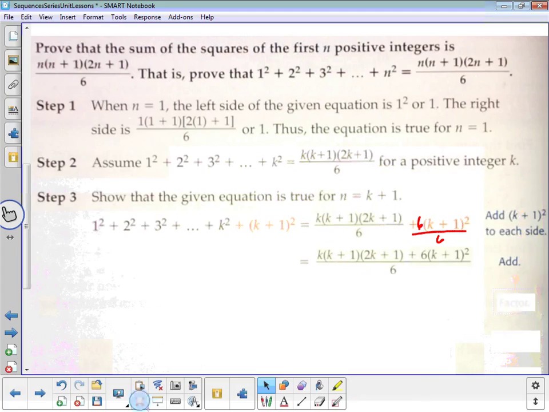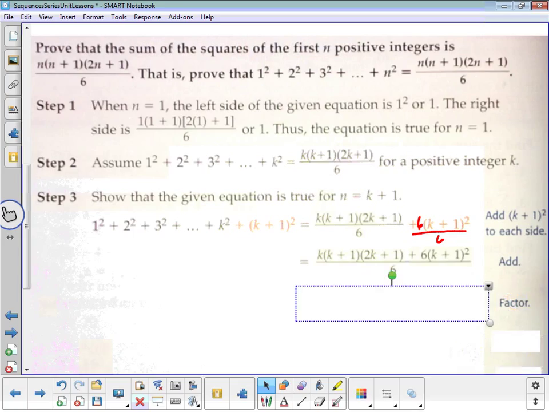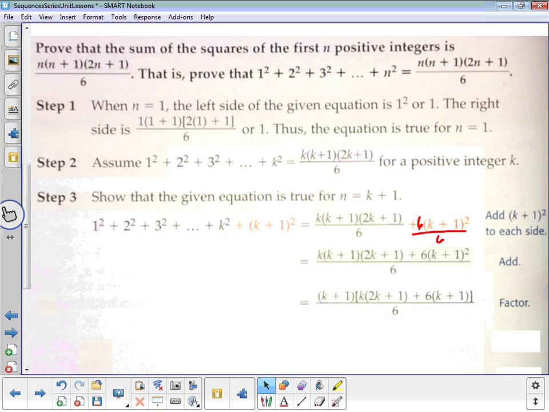I need to kind of do some factoring. I got all the stuff on the top. I need to do some factoring. And if I do the factoring, what happens is I get k plus 1 times k times the quantity 2k plus 1 plus 6 times the quantity 6k plus 1. So what I notice is the first term here, this set of terms, oh, let me use the highlighter.